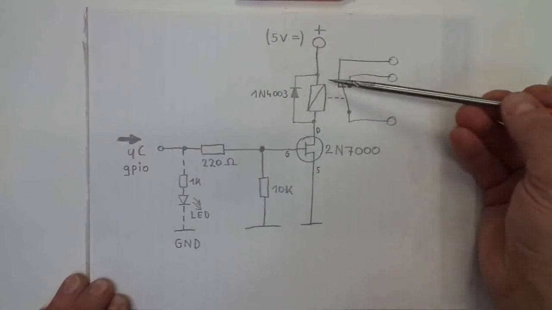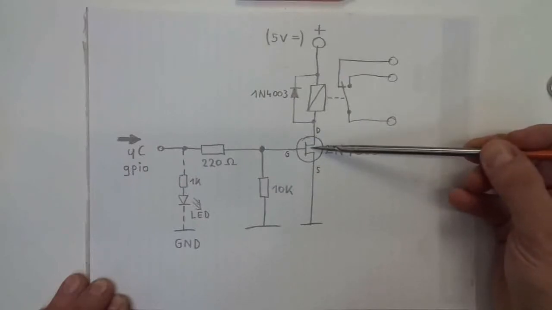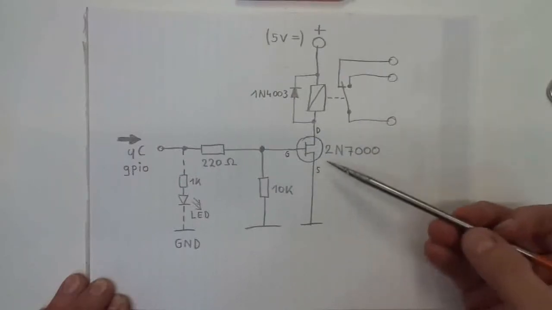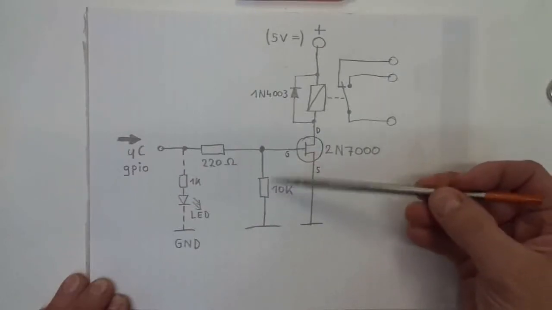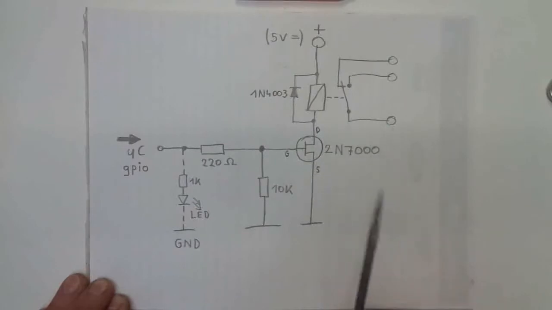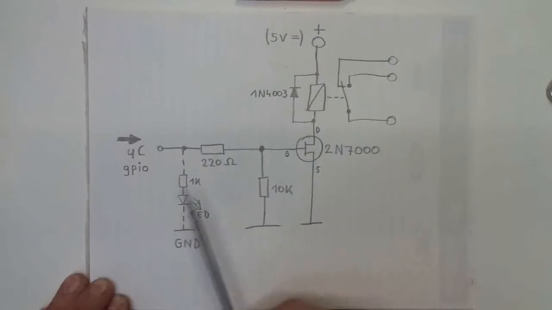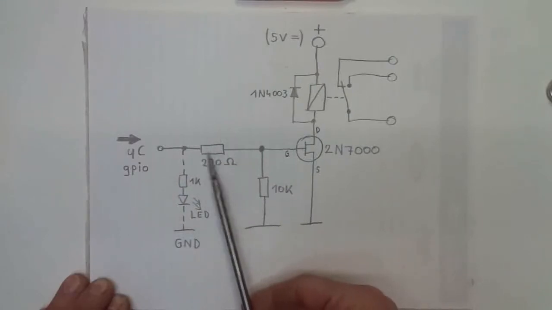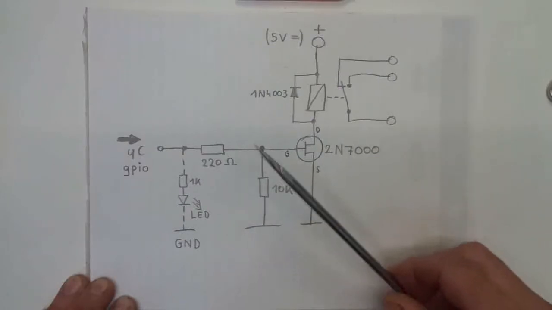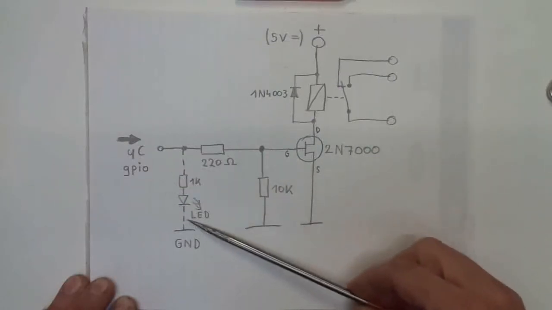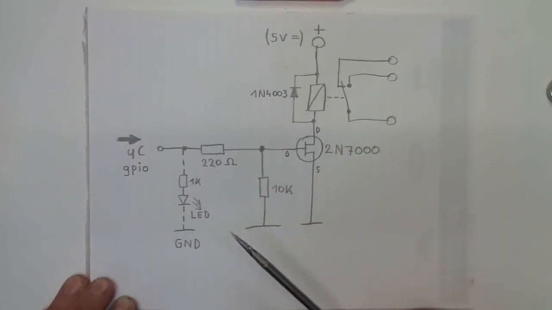The relay itself, the flyback diode for the relay, an n-channel MOSFET, in this case, or in most cases, a small one, a 2N7000, a gate pull-down resistor, and just for safety measures, I think you don't need it, the 220-ohm gate resistor. Optionally, most of the time, I add an extra control LED with the matching resistor.